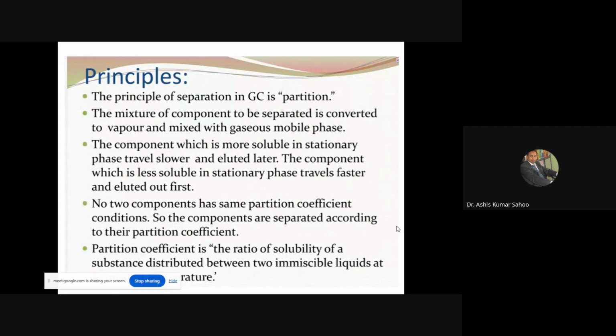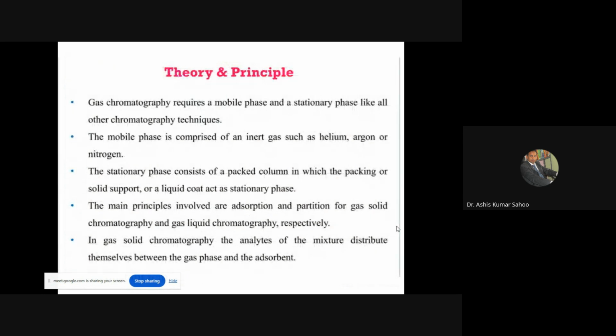So no two components have the same partition coefficient. The components are separated according to their partition coefficient. Partition coefficient is the ratio of solubility of a substance distributed between two immiscible liquids. Gas chromatography requires a mobile phase and a stationary phase. Like all chromatography, it should have a mobile phase and a stationary phase.